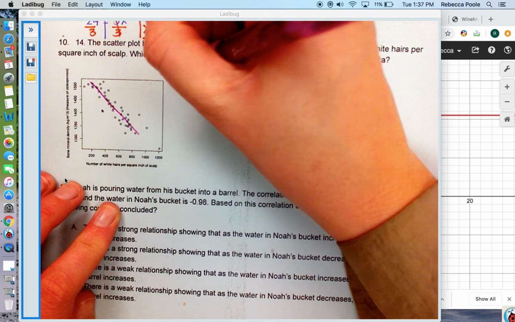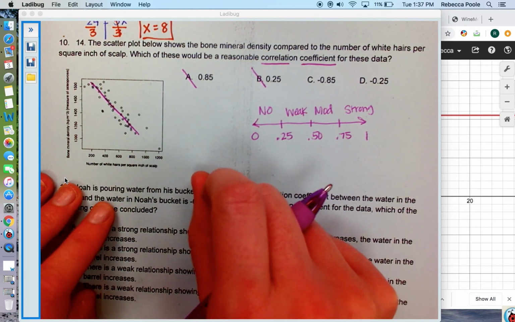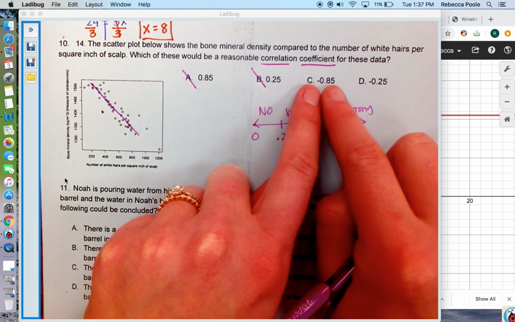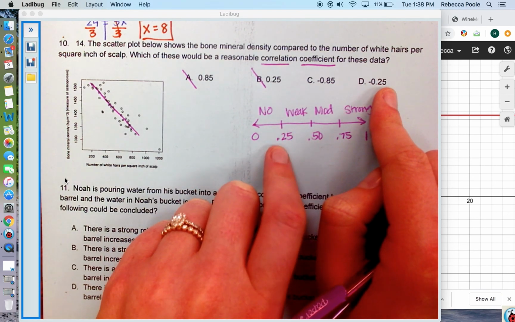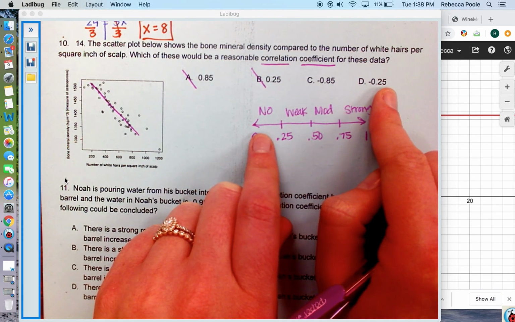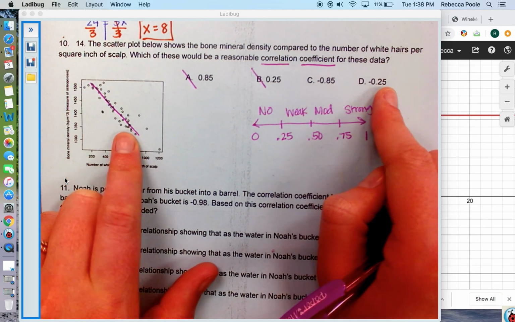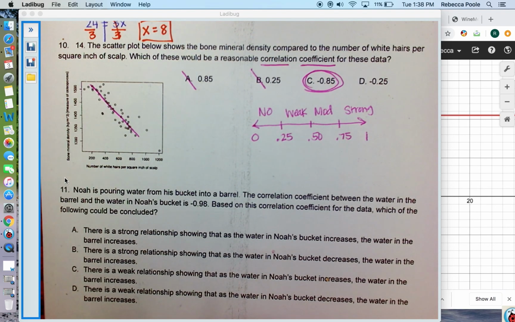So I'm marking out A and B because those points are not rising. This is not positive. So now between C and D, I have to decide, does it look pretty strong or does it look really weak? Because 25 cents is right on the border of weak and no correlation. Now, we just talked about how a lot of these points are really tight to the line. So I would definitely say that this is stronger, okay?